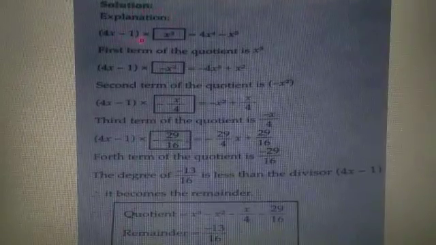Explanation: 4x minus 1 is multiplied with x cube. Then we got 4x raised to 4 minus x cube. Then 4x minus 1.